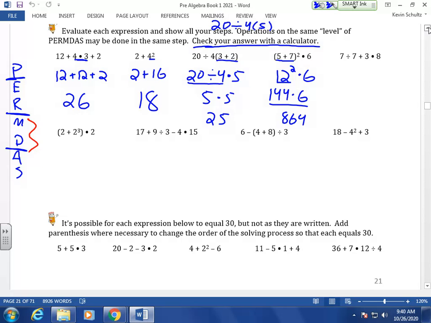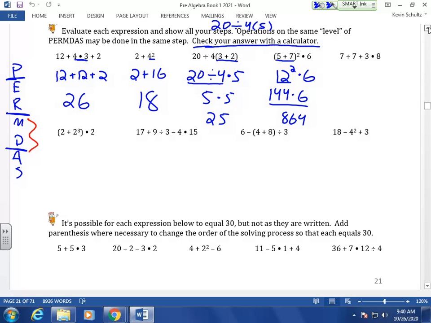Bottom row, any of those seem particularly intimidating? Pierce? Do one on the very bottom of the page. We'll get to that. I'm going to do one more in this section, then we'll get down to that one. Okay. Yeah, Annika. Second one, 17 plus 9 divided by 3 minus 4 times 15.